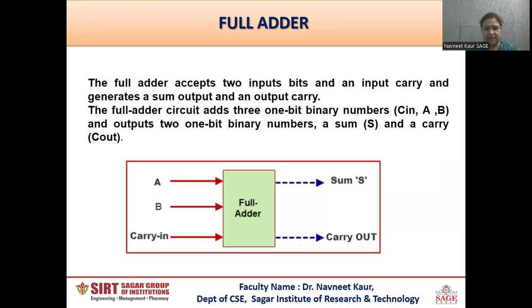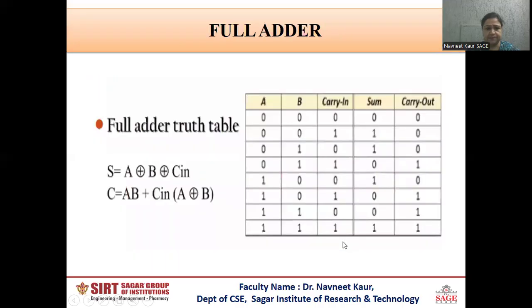Full adder circuits accept two input bits and an input carry, which will generate a sum output and the output carry. Here, the full adder circuit will add the input carry, which will be generated from the addition of the previous two bits. Now, this is the block diagram of the full adder circuit. Here we can see there are three inputs, A, B, and carry input. And the outputs are the sum output and the carry output.